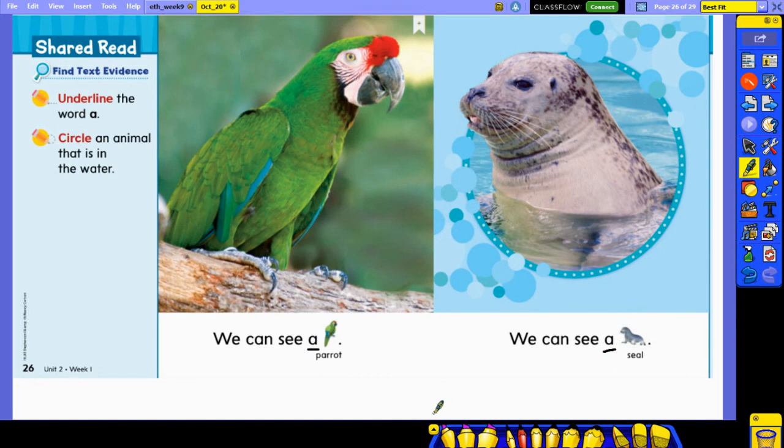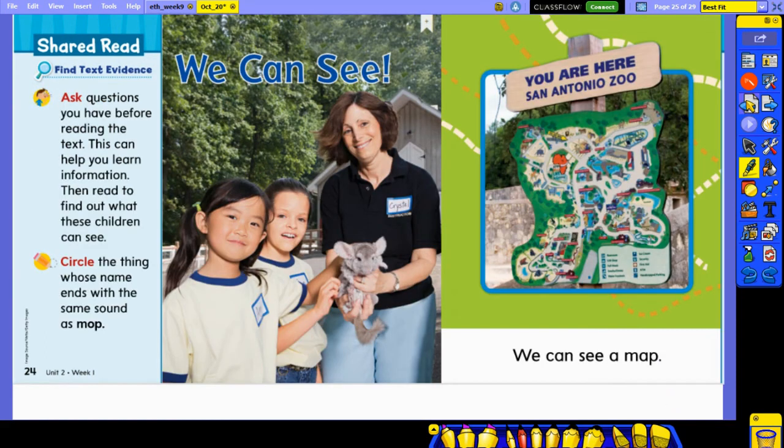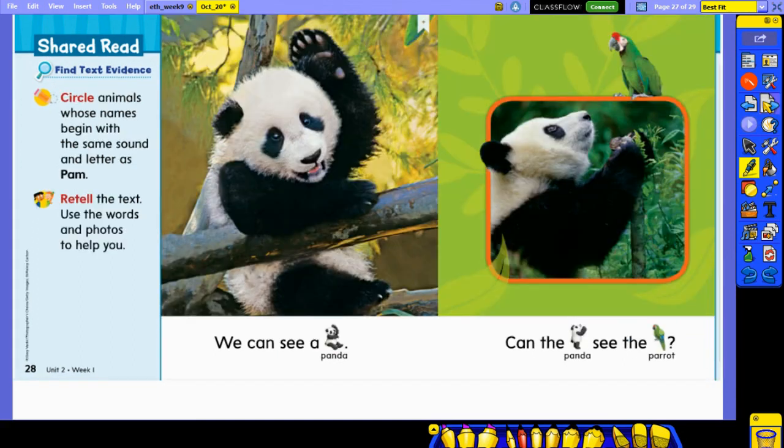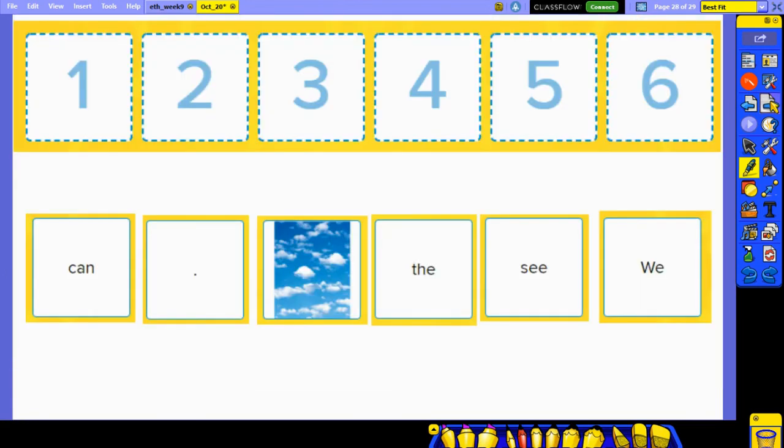All right. Which animal is in the water? Is it the parrot or the seal? Can you tell? The seal is very good. All right. So we're going to kind of retell the story as we go back through. So it looks like they're going to the zoo to see what they can see. So we've got the parrot, the seal, and the panda. If you were to go visit the zoo, which animal would be your favorite? I'm thinking the panda.